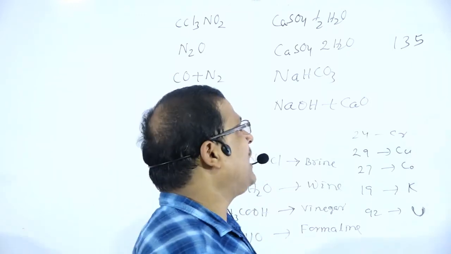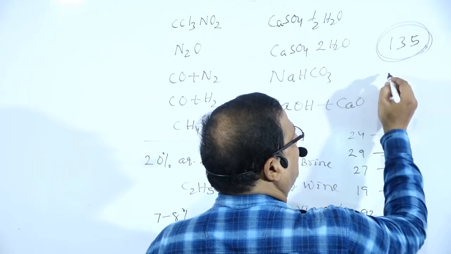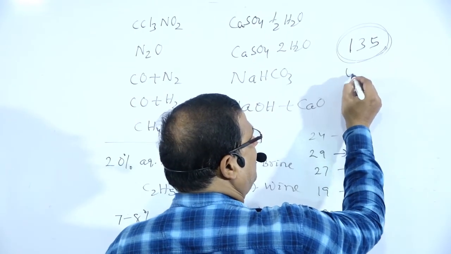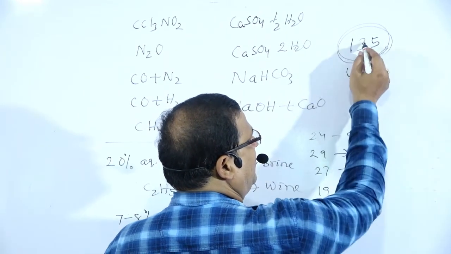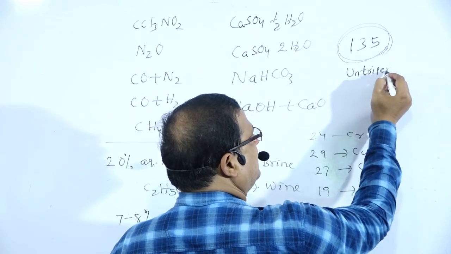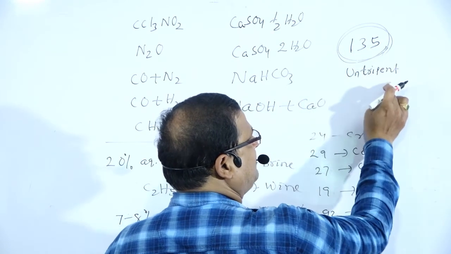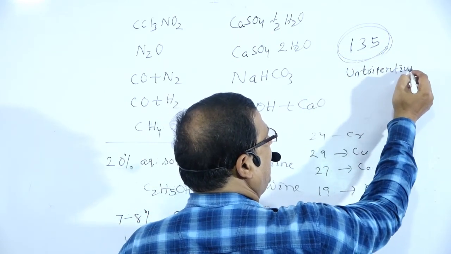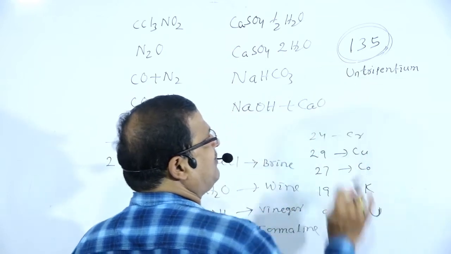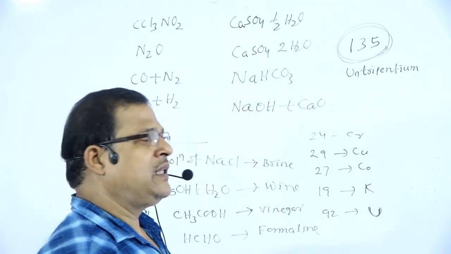For example, atomic number 135. For 1 we write un, for 3 tri, and for 5 pent, and the name ends in ium. So the name of this element is untripentium.